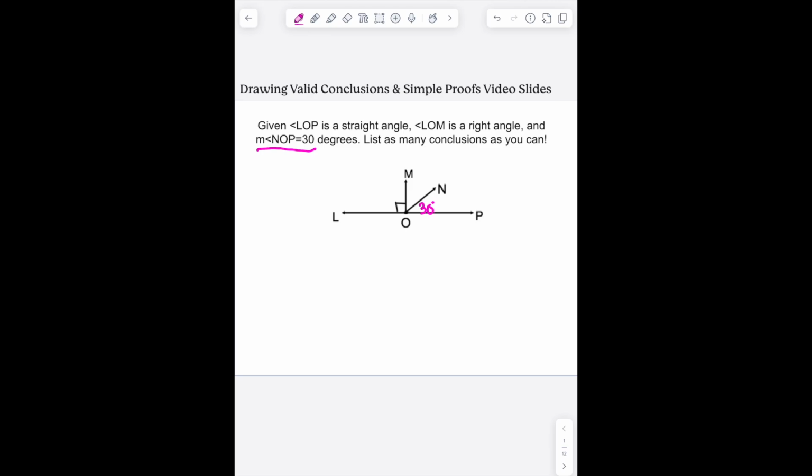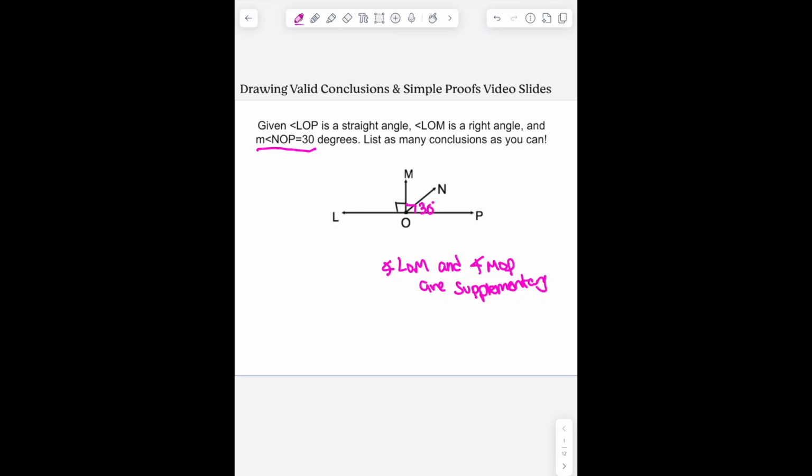Well, if angle MOL is a right angle, then angle MOP has to be a right angle as well. And the reason for that is because angle LOM and angle MOP are supplementary. In fact, they form a linear pair because they're supplementary and adjacent. So if angle LOM is 90 degrees, then angle MOP also has to be 90 degrees to make 180 degrees.